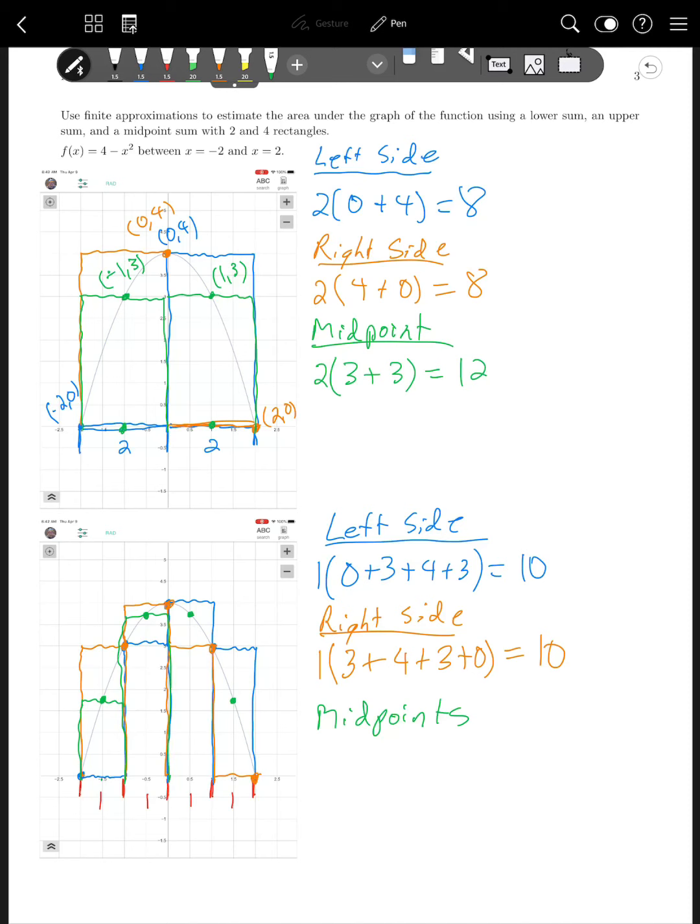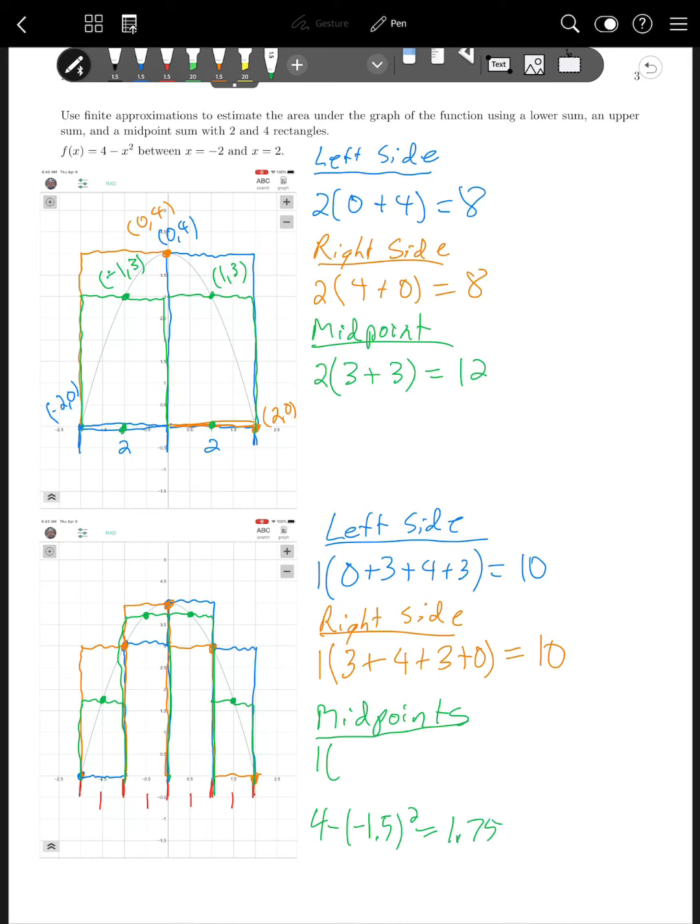And then last but not least, if we try and do our midpoints here, okay, the midpoint of this first one is -1.5, so that's right there. The second one is -0.5, the third one is positive 0.5, and the last one is 1.5. And so our rectangles would look something like this. But now we have to find those heights. And you have to find those heights by plugging in the values of our midpoints into the original function.